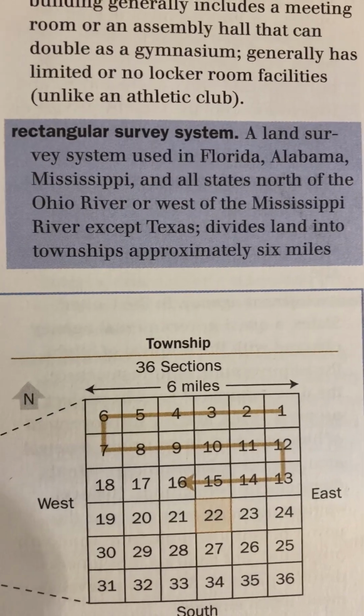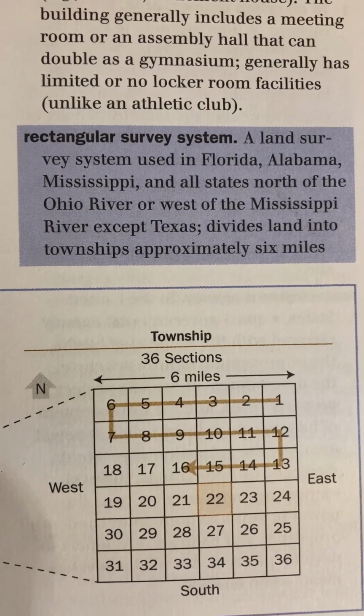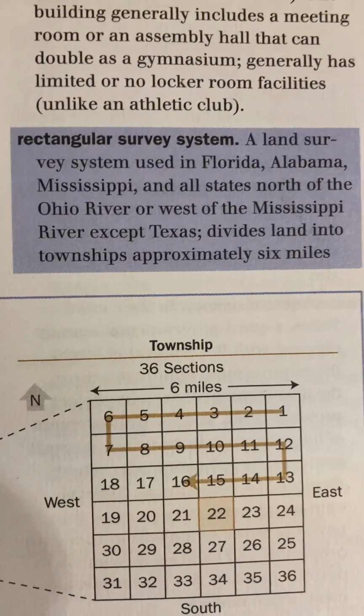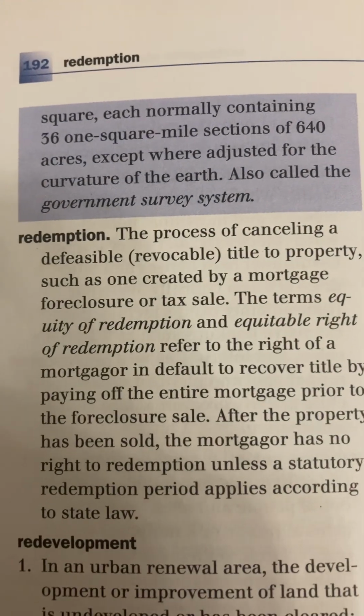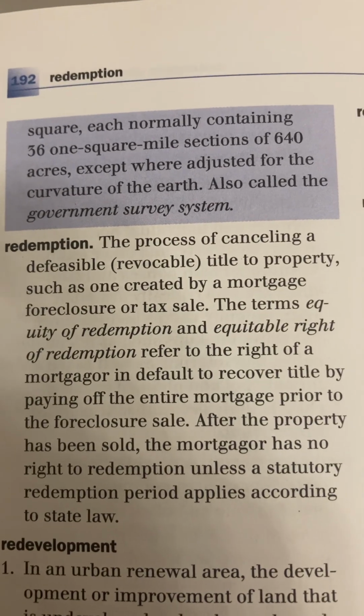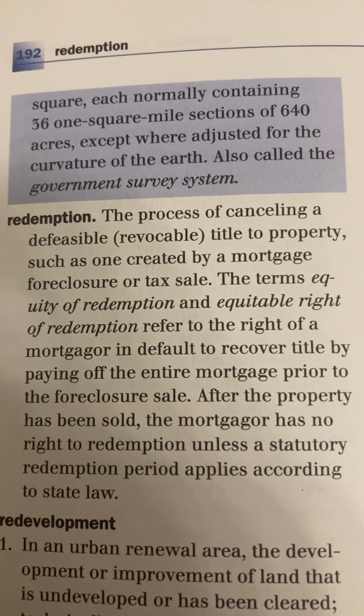Rectangular survey system. A land survey system used in Florida, Alabama, Mississippi, and all states north of the Ohio River or west of the Mississippi River, except Texas, divides land into townships approximately 6 miles square, each normally containing 36 1-square-mile sections of 640 acres, except where adjusted for the curvature of the earth, also called the government survey system.